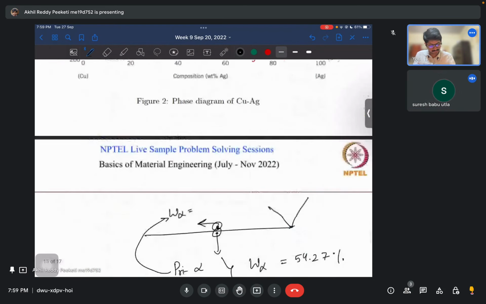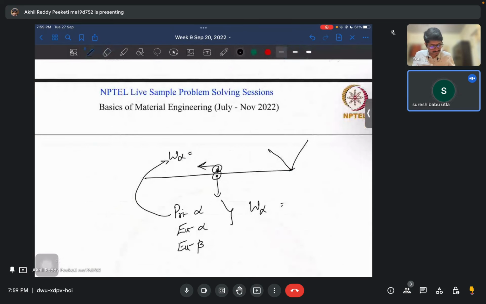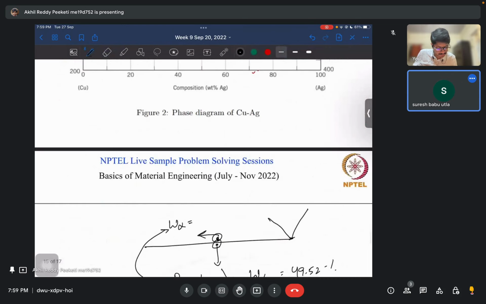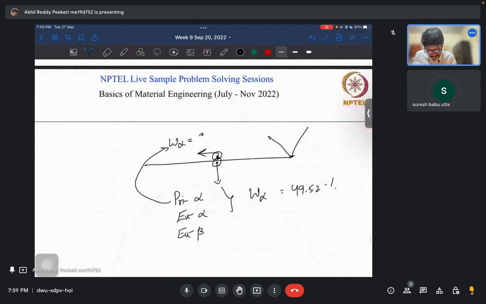You got that point? 49.52, and this is 34.27. The alpha which is already formed is the primary alpha or proeutectic alpha, and the alpha which forms new is the eutectic alpha, the alpha of the eutectic mixture of alpha and beta. And then we have the rest as beta. So now we know primary alpha and we know total alpha. What will be eutectic alpha? The difference only, right? So that's what we did. That's it.